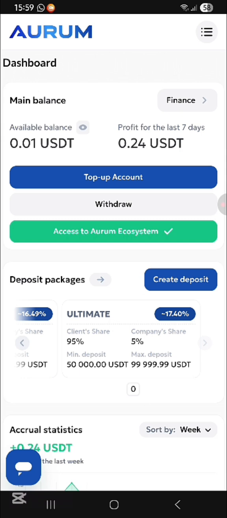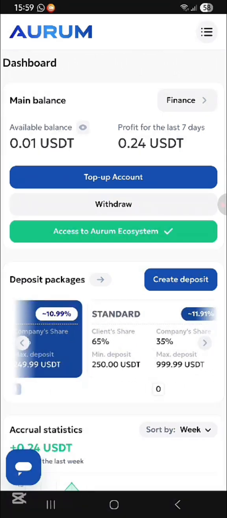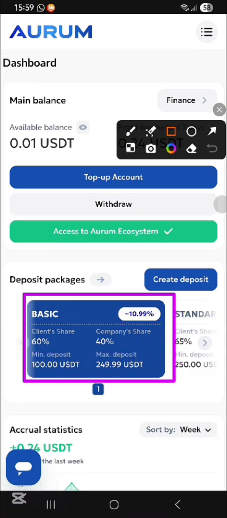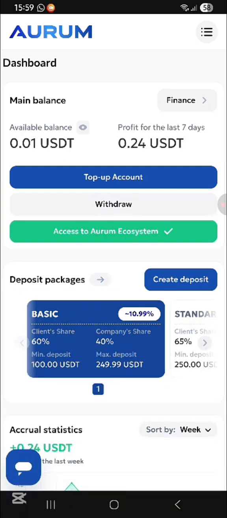So what I want to show you before I stop talking about these plans is this. Notice here that for this basic plan that is currently active, it is showing right there underneath it 1. If you observe, the rest were showing 0, 0, 0.